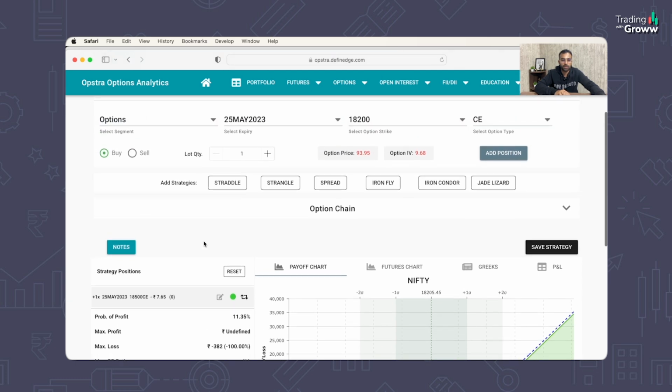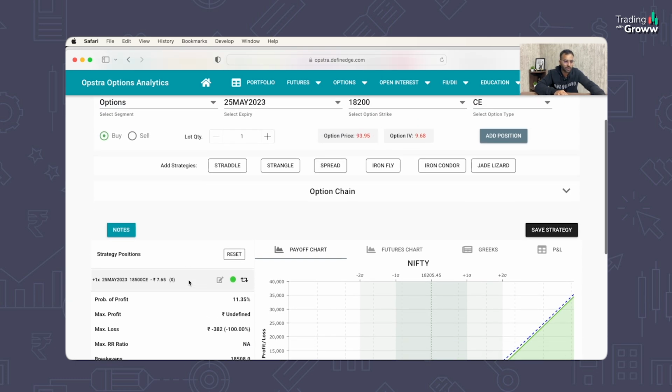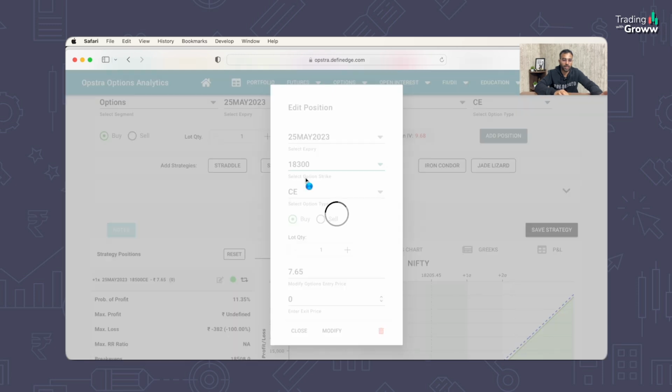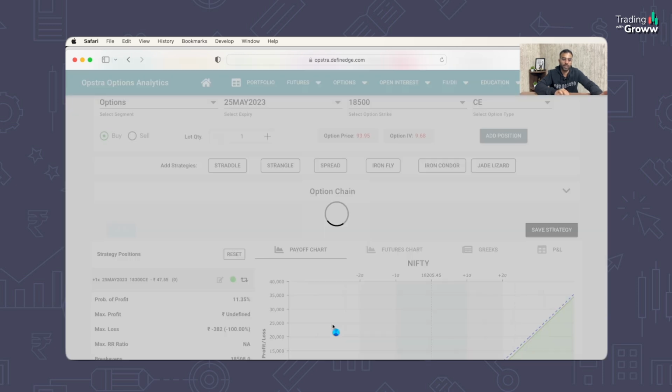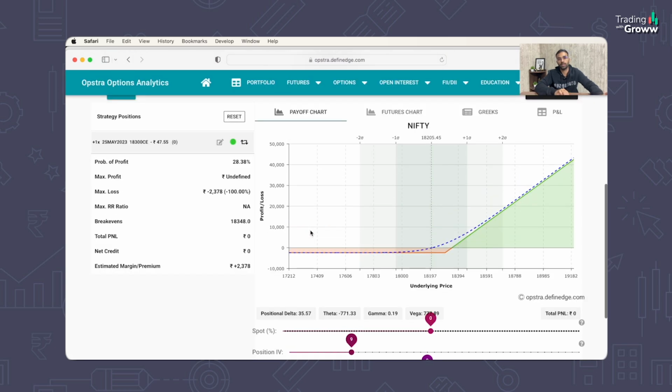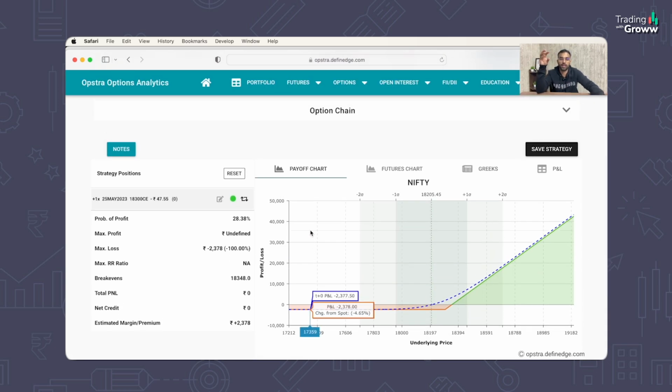So let's see, instead of 18,500 CE, suppose we buy a near OTM option. Instead of the at the money option, 18,200 is at the money. So let's see if we buy the 18,300 call option, what would be the delta? If we scroll down and see, it shows 35. Which means that if there is a 100 points movement in the underlying asset, which is Nifty, then this option premium can move 35 rupees. So from 47 rupees, an additional 35 it can go. So probably it can go to 85 rupees max.